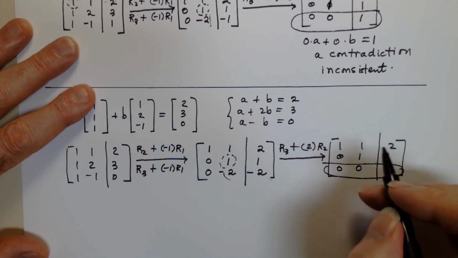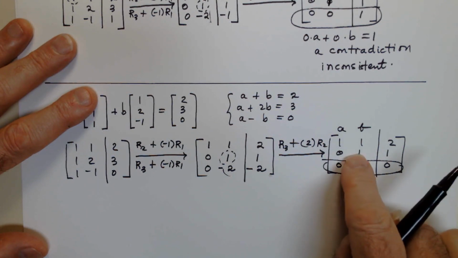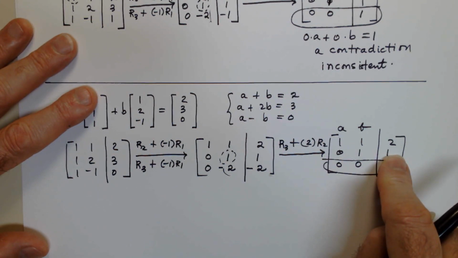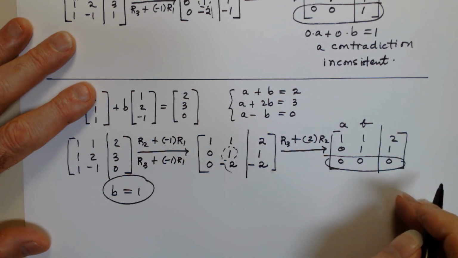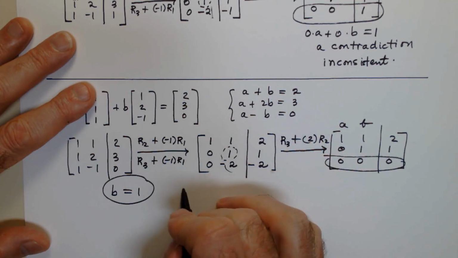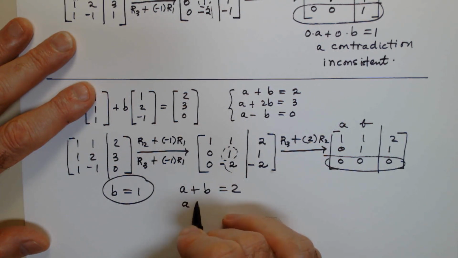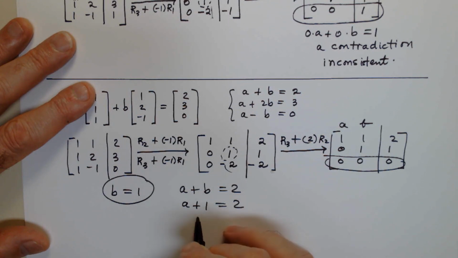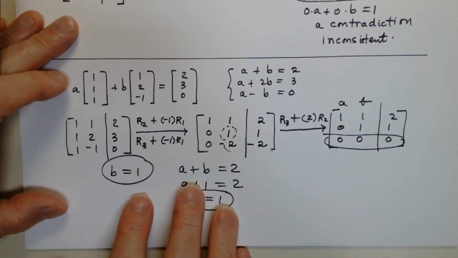Now remember, our columns are labeled A and B. And so this equation here is saying that B is equal to 1. Okay? And this equation is saying A plus B is equal to 2. But if B is equal to 1, that says A plus 1 is equal to 2, or A is equal to 1. And so what this is telling us is that there is a recipe.